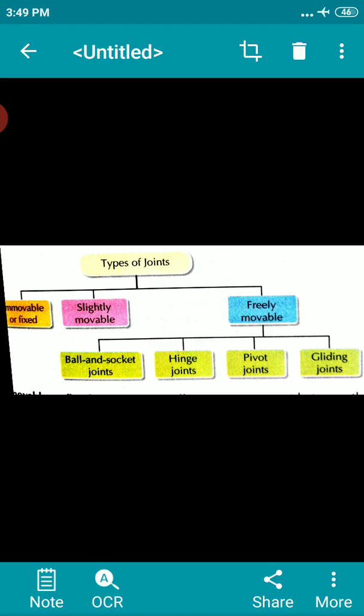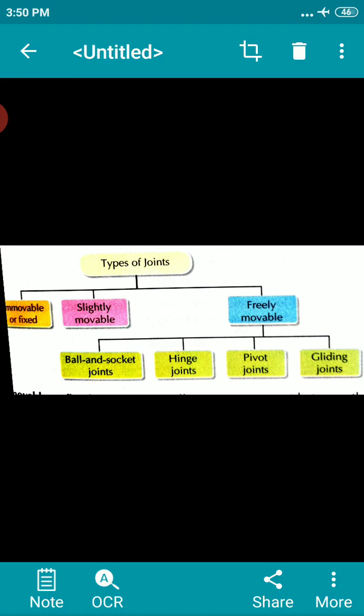There are regions in the body where two or more bones connect, called a joint. The region in the body where two or more bones connect is called a joint. Now, depending on how much movement they allow, joints are of the following types. In the picture you can see the immovable or fixed joints, slightly movable joints, and freely movable joints.